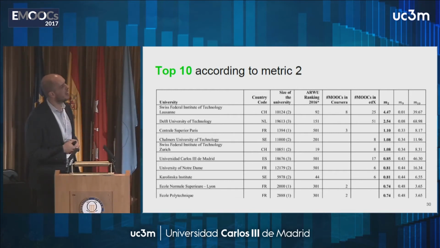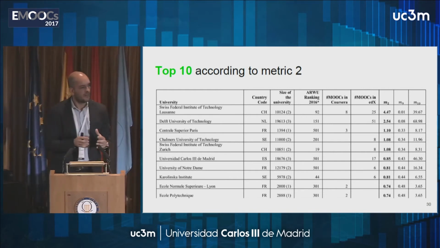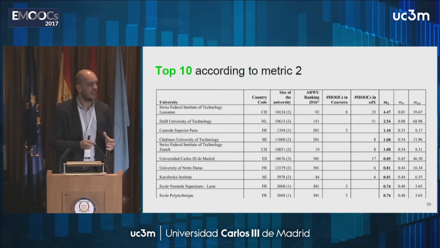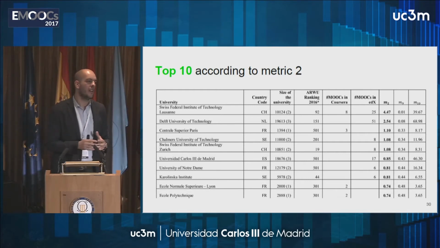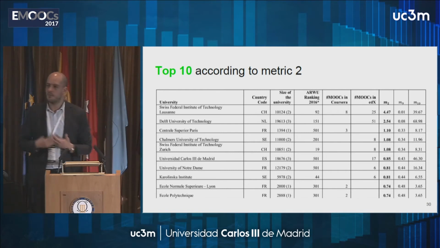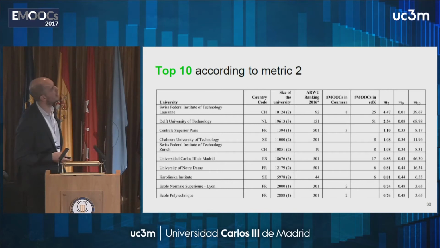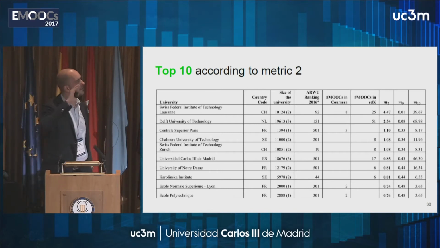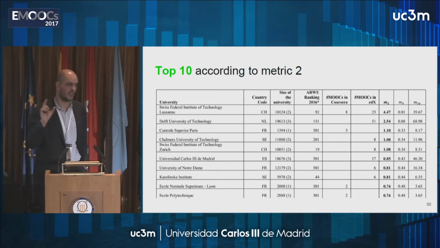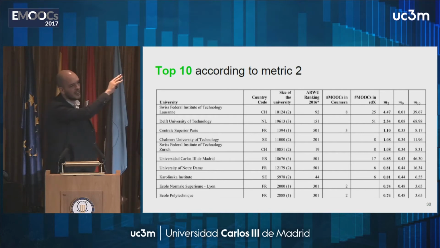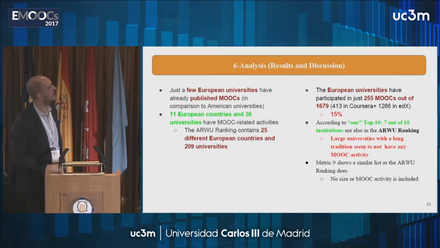So that means that some of the universities, even if they are not the bigger ones, are making very good progress and achievements in terms of publishing MOOCs, in terms of digital transformation in education. Don't be offended if your university is not here, because it's just a small sample, okay? 36 universities, 11 countries, and this is just the top 10, no? So maybe in the paper you will find your university.